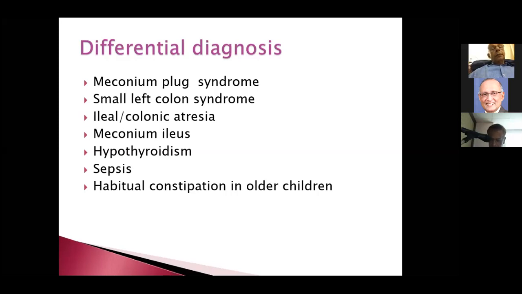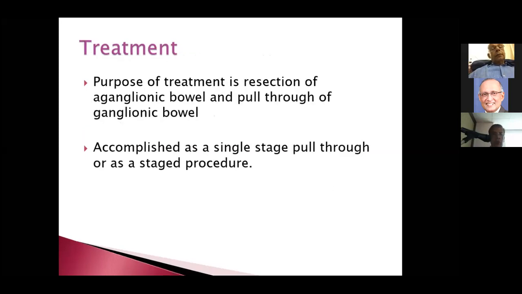So, treatment. The purpose of treatment is to remove the abnormal, that is the aganglionic bowel. So you have to resect the abnormal bowel. That is called a rectosigmoidectomy. And you do the pull through of the ganglionic bowel. That's the treatment. It is accomplished as a single stage procedure or as a staged procedure.